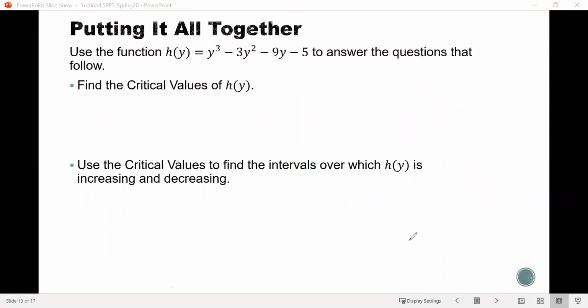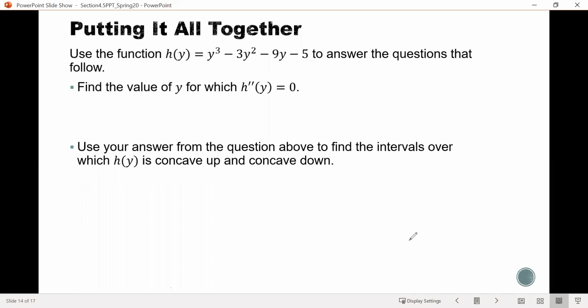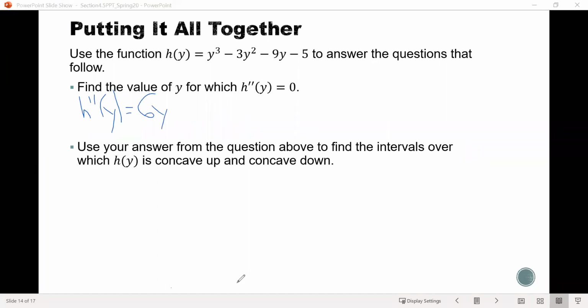Second part of this then. We're asked to find the value of y for which the second derivative is equal to 0. So we've already found the first derivative, and that was 3y squared minus 6y minus 9. So we'll take the derivative of that now to get the second derivative. So h double prime of y: 3y squared gives 6y, minus 6y gives minus 6, and the derivative of the -9 is 0.